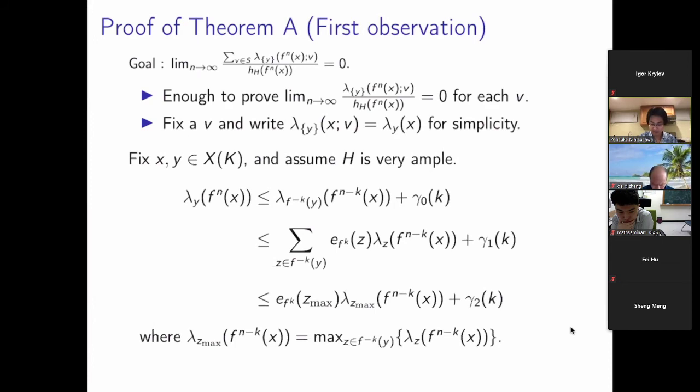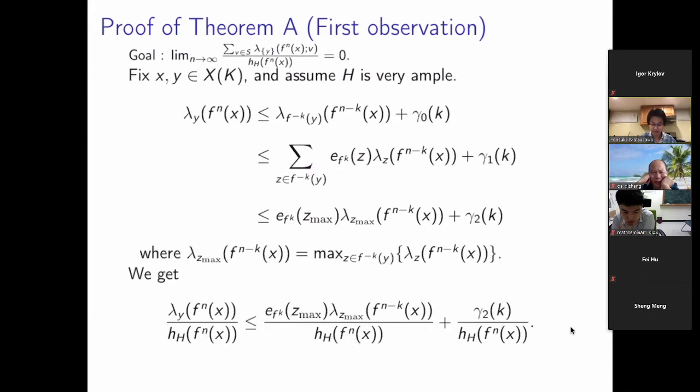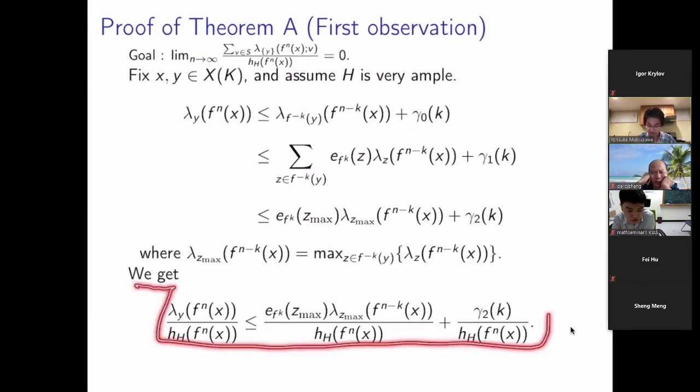And pick up a point z such that this local height function takes the maximum. So this is the maximum term, and this is going to be the main term of this sum. And the other terms are actually bounded by some constant that depends on k. Okay, so the upshot is we get this inequality.